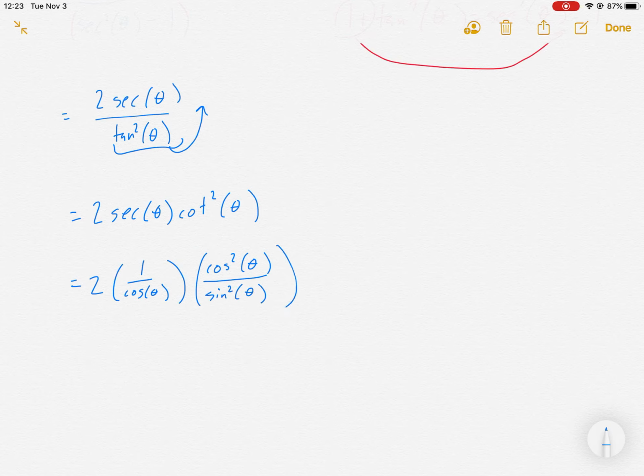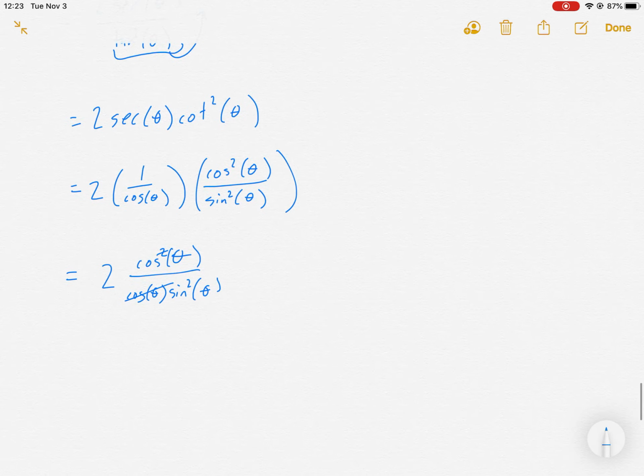A good thing to do maybe in these videos is to pause and make sure you know what I'm talking about. And so now I get 2, I have a cosine squared theta over cosine of theta. So that's going to cancel a little bit, divide out to 1. And then I end up with 2 cosine of theta over sine squared of theta.